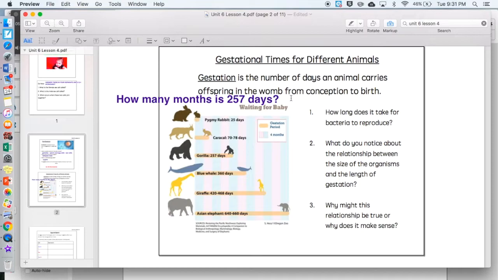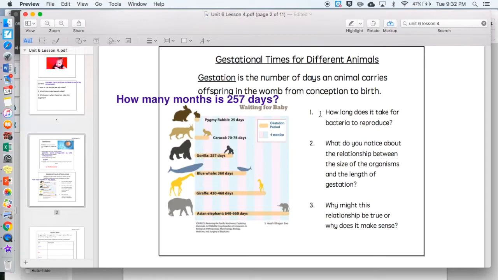Did you figure out how many months 257 days is? If we call it roughly 30 days in a month, it's about 8.5 months. Sounds about right. All right, the blue whale, 360 days, a whole year. A lot of animal to grow. A giraffe is even longer, 427 through 468 days long. And the Asian elephant, 640 to 660 days.